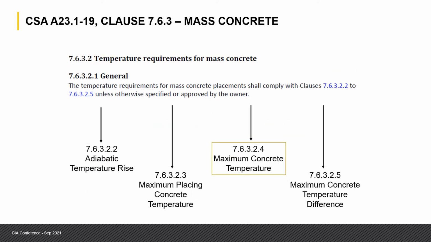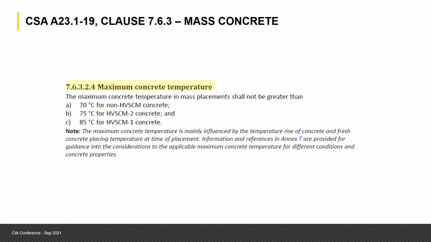Maximum concrete temperature is one of the most interesting ones, especially for the market in Canada. The limits that we define here are based on high volume SCMs or not. As I described earlier, in Canada, we don't have the ability to know the exact proportions of the mix, but we have the ability to know if the mix is a high volume SCM or not. High volume SCM2, for example, will be a mix with 40% fly ash minimum. High volume SCM1 will be a mix with 50% SCMs, fly ash. So in that case, a higher amount of fly ash can tolerate higher temperatures.